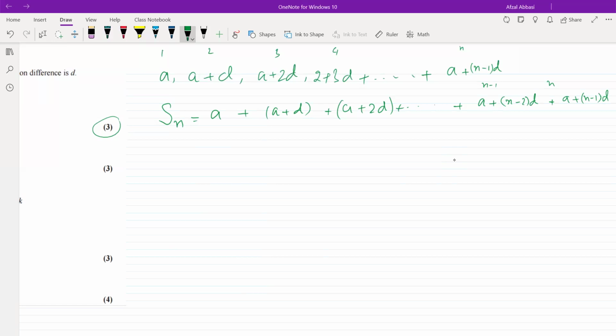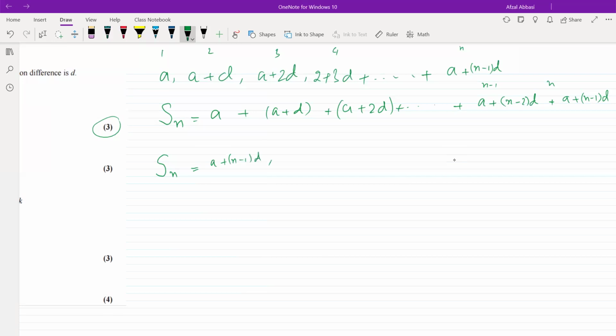Now, in order to find the formula for the sum, we need to rewrite this sum again, but this time in opposite order. The last term we will write first. The last term was the nth term. We place it here. We are simply writing in reverse order the series that we have mentioned above.